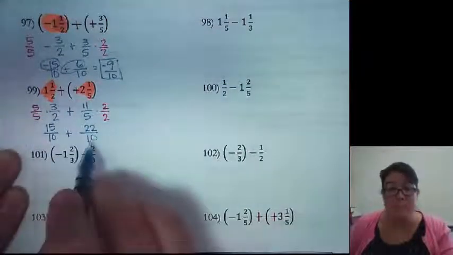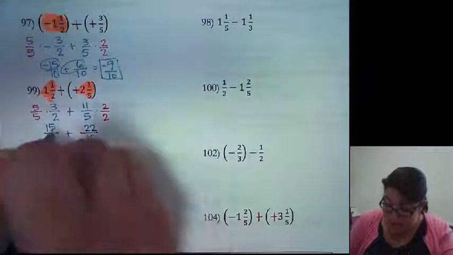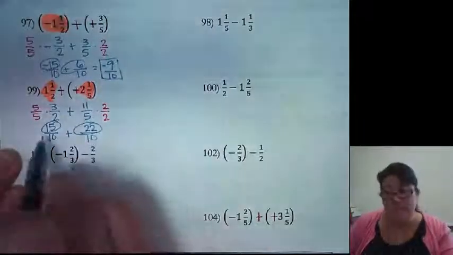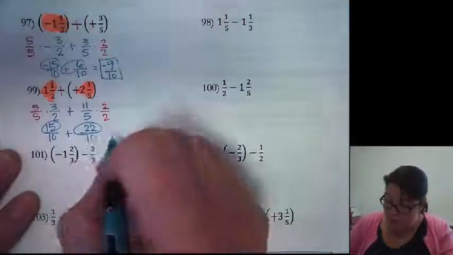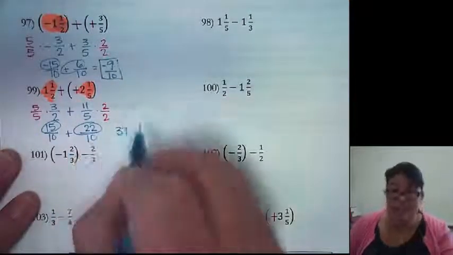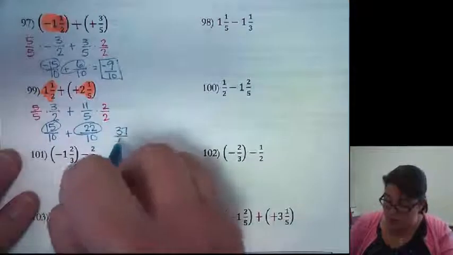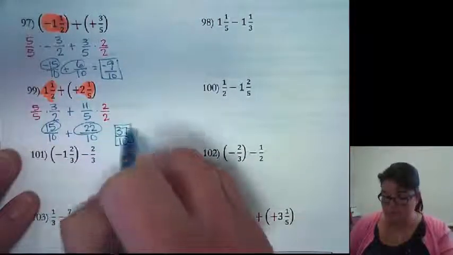Once I have common denominators, well, now I just go straight across with my addition, 15 and 22. They're both positive, so I'm going to add them, which would be 37, and keep the positive symbol, and keep my denominator. And there you have it.